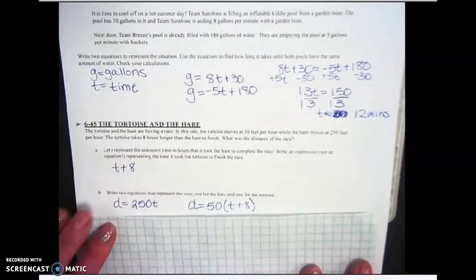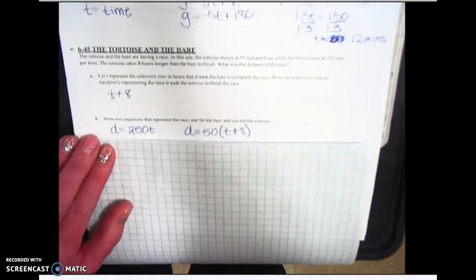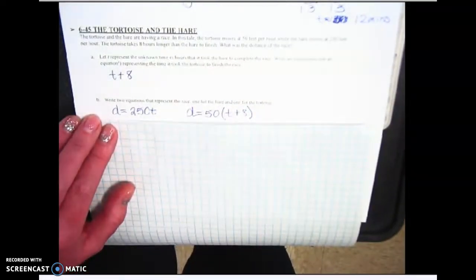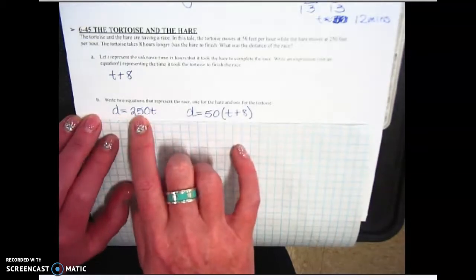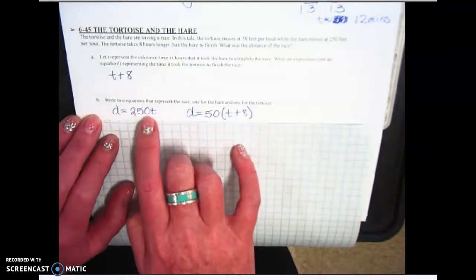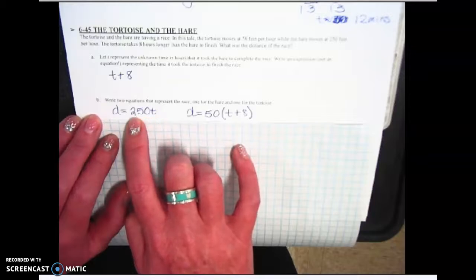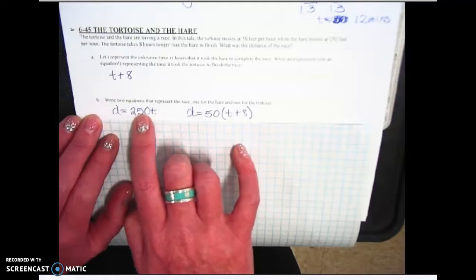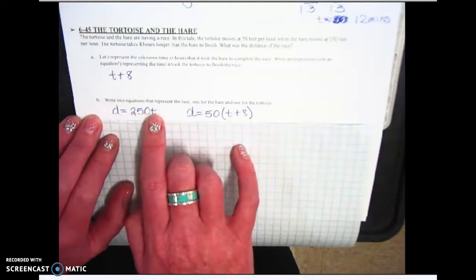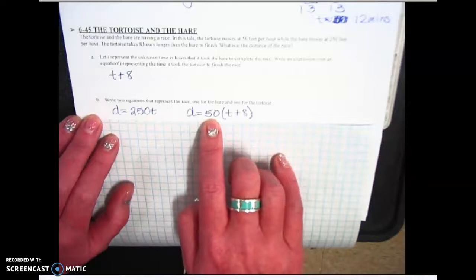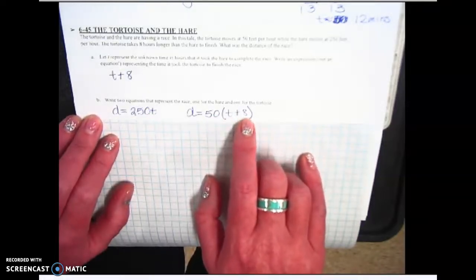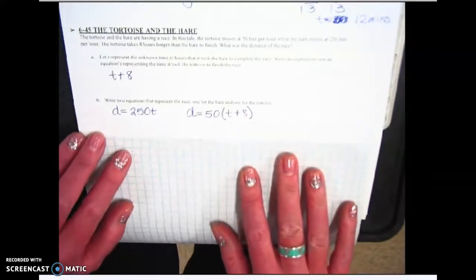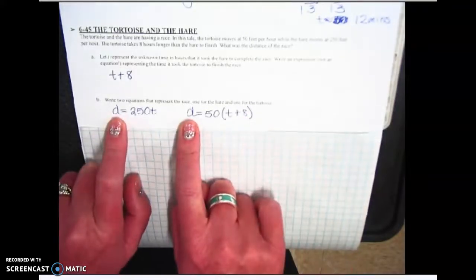Okay, so now part B says write 2 equations that represent the race, one for the hare and one for the tortoise. So this first one is the tortoise, right? He was going at 250 feet. Oh no, hare, sorry. The hare was going at 250 feet. The other one was going at 50, but it took him 8 hours longer. So you have to say t plus 8. Okay? Notice that both of these equations are set equal to D.